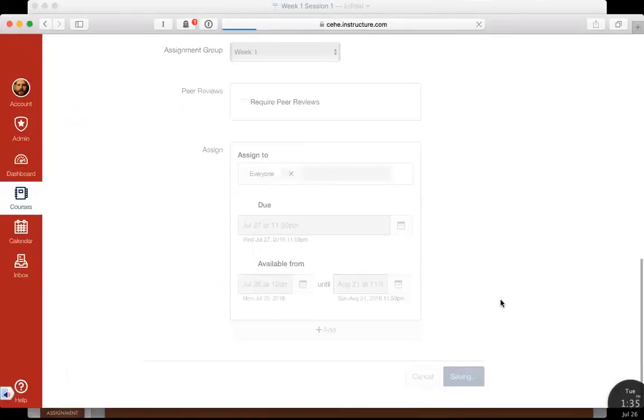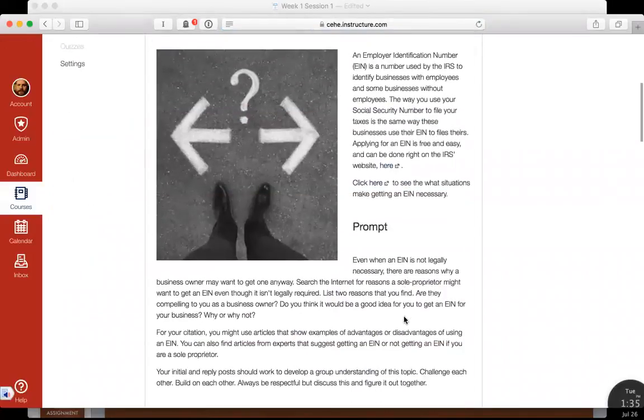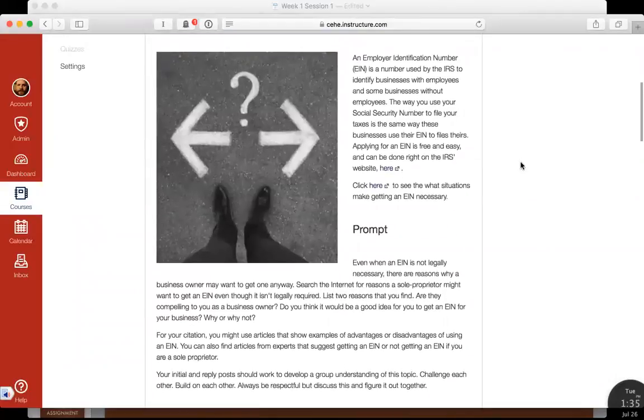Okay, so the way you use your social security number to file your taxes is the same way these businesses use their EINs to file theirs. Applying for an EIN is free and easy, and it can be done right on the IRS's website. If you click that, it'll take you right to it. Then you can click here to see what situations make getting an EIN necessary.